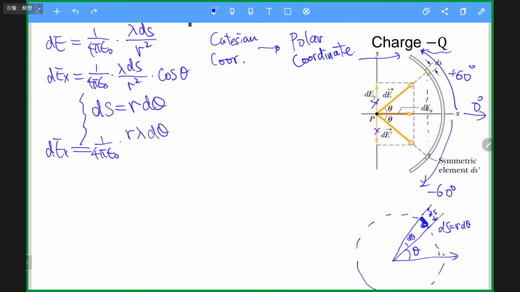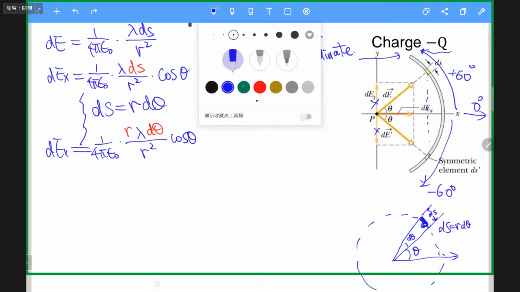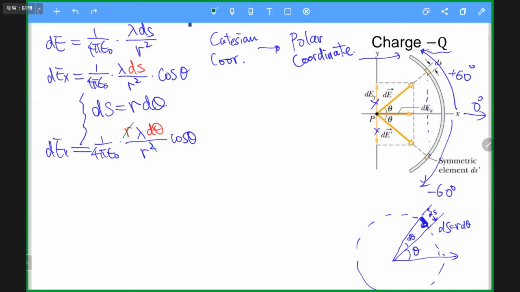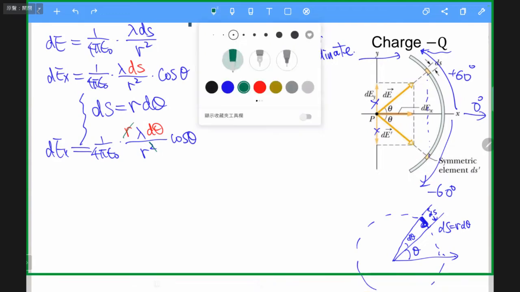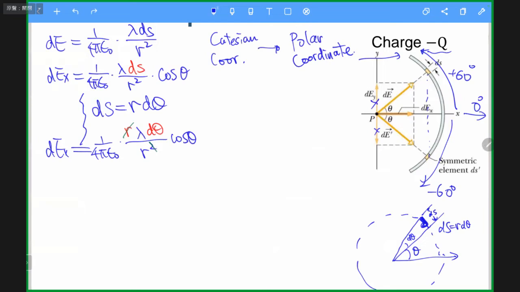Maybe I can show you like this. So this is ds, this is r d theta, so you can see it clearly, and then over r squared and then cosine theta. Here we can also do some simplification. This r can be cancelled with this r squared, so it goes down to r in the denominator.